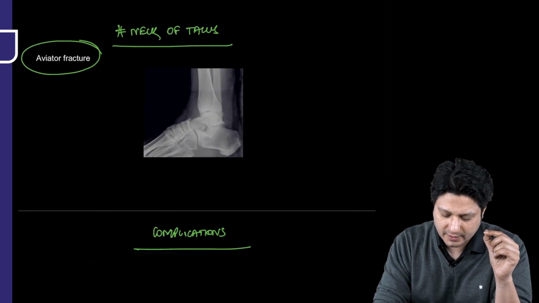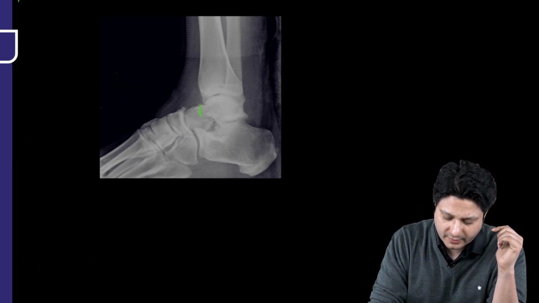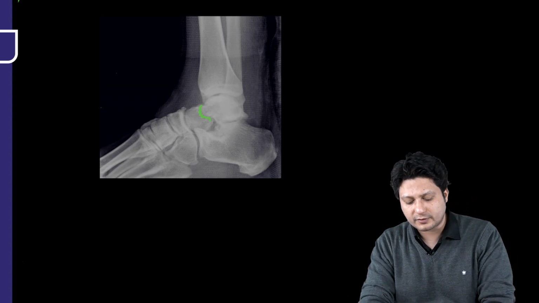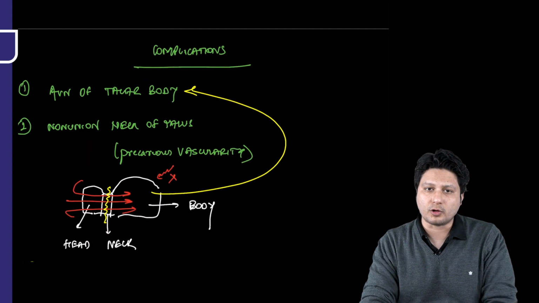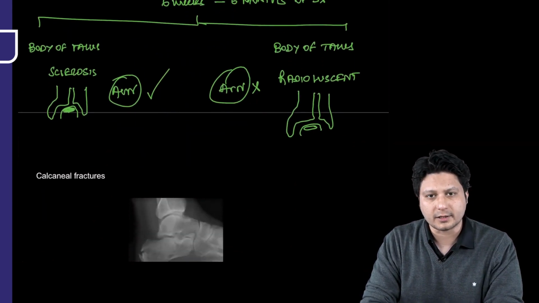As you can very clearly see in this X-ray, there is a lateral view and there is a fracture in the neck of the talus, which is clearly visible. Over a period of time, if it is not fixed with perfect anatomical reduction, the possibility of non-union and AVN is very, very high. Hopefully everything is clear related to this topic.